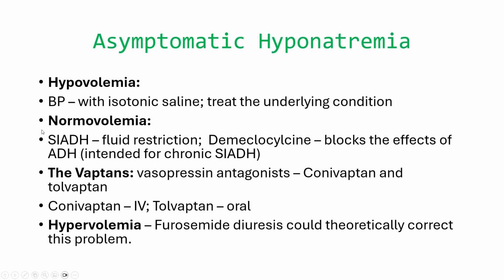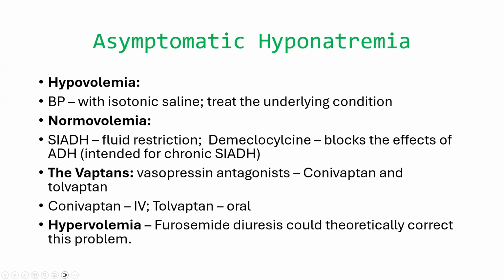For example, in hypovolemia, most of the time it is because of volume loss, GI and urinary loss. Correct that, and you should be fine. In normovolemic hyponatremia, most of the time it is SIADH, so fluid restriction. Acutely, fluid restriction is not that hard, but in chronic SIADH, fluid restriction is not palatable and not followed by the patients. Those patients may need demeclocycline.